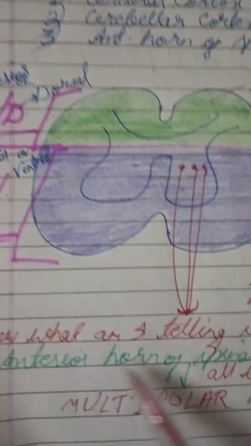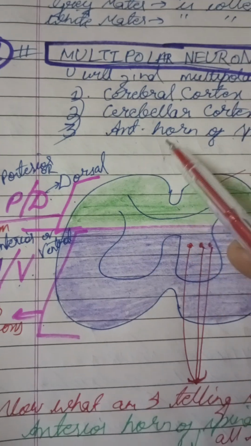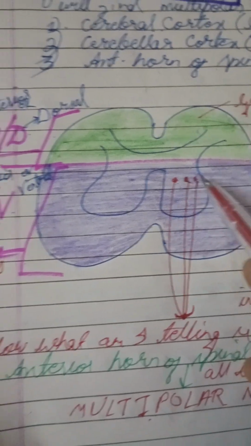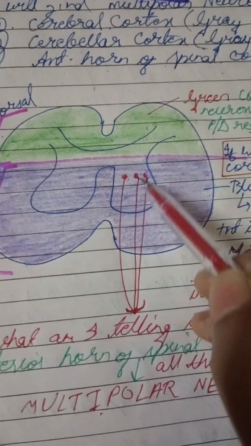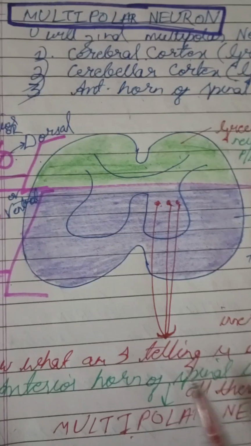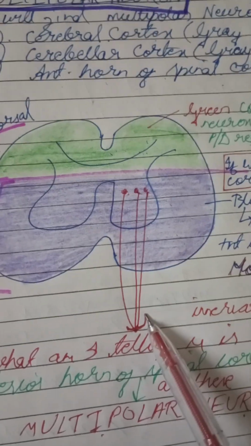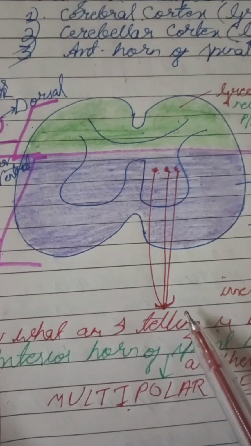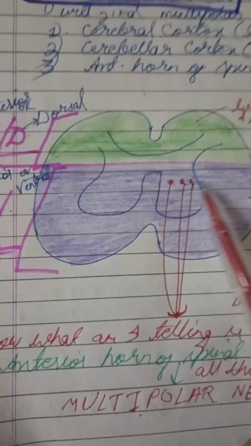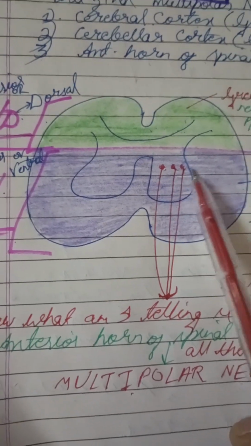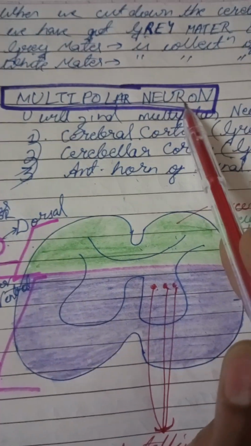See, what I am telling you is that in the anterior horn of the spinal cord, all this nucleus is the anterior, right? And this is the posterior. So this is the nucleus of the anterior side. All the neurons of the anterior horn of the spinal cord are multipolar neurons, okay? I want to explain that all the nuclei of the anterior horn of the spinal cord, the anterior horn is this part, right? This part, and the nuclei belonging to this part are multipolar neurons.